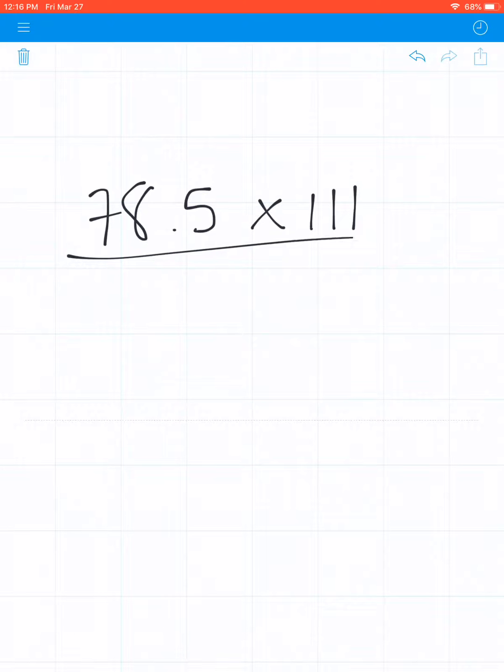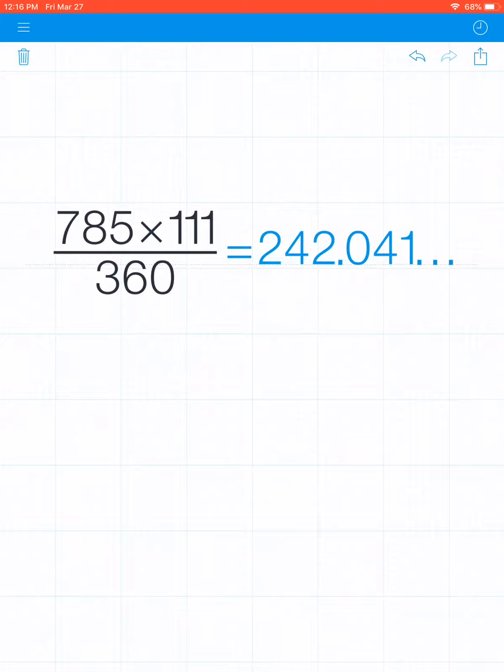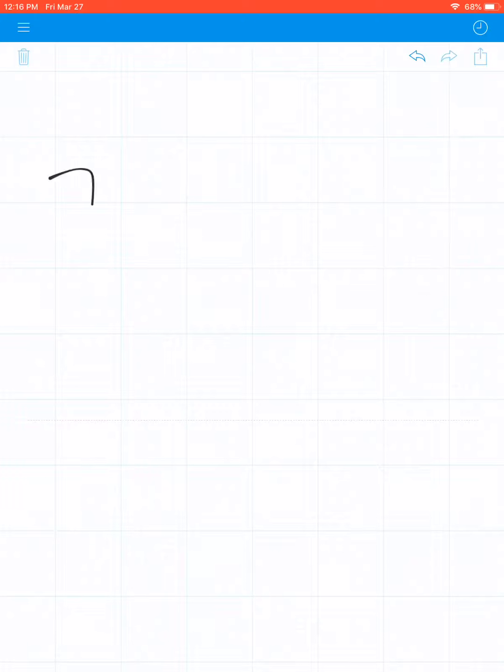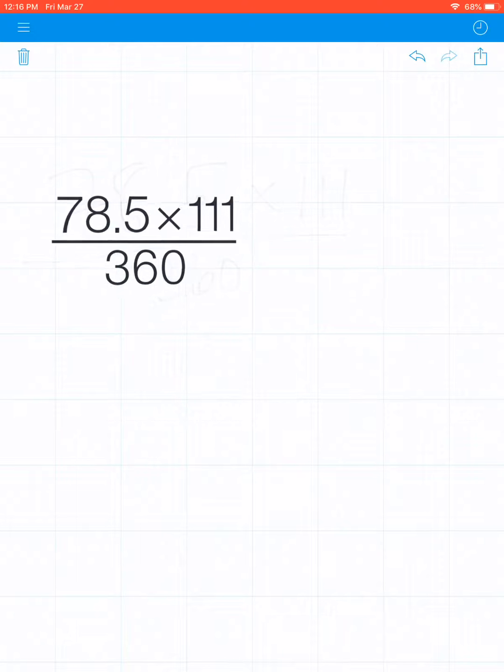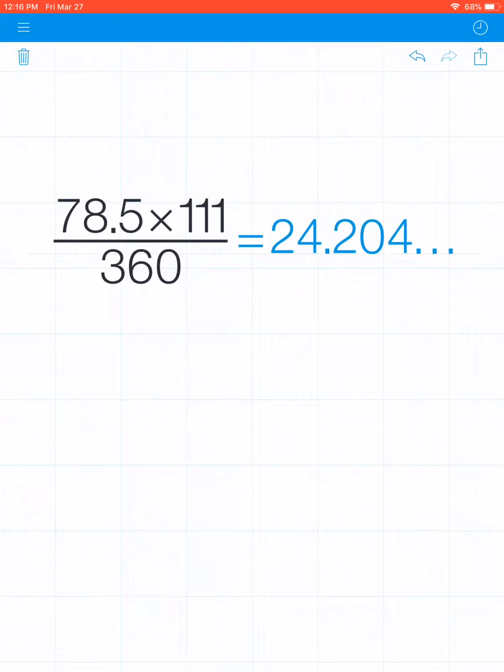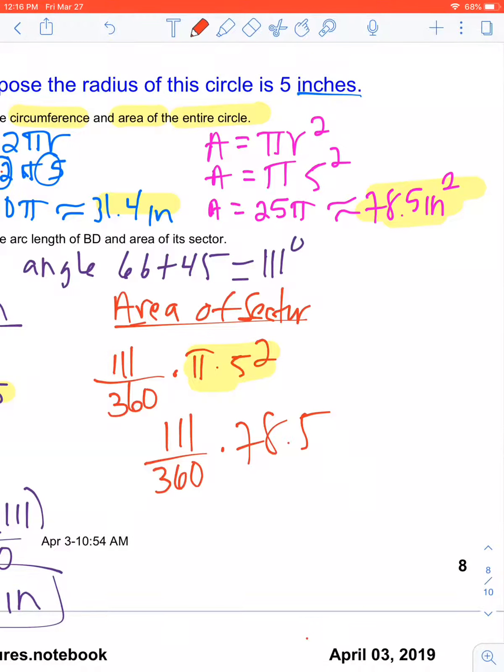So I'm going to take 78.5 times 111 all over 360. Oops, I forgot a decimal place. 78.5 times 111 all over 360. And so that gives me 24.2. Remember, area is measured in square units, so this would be 24.2 inches squared.